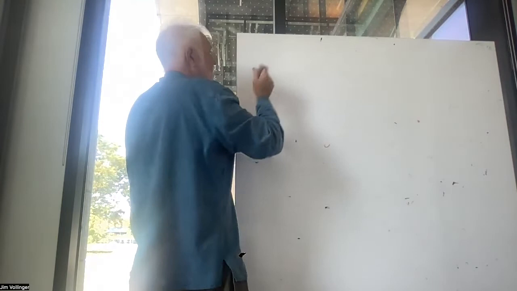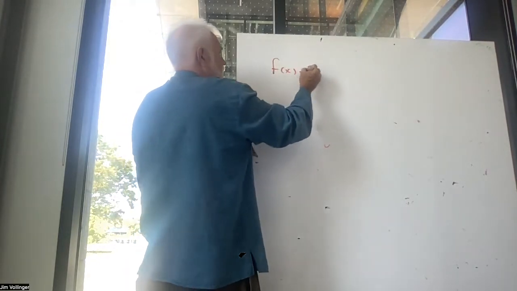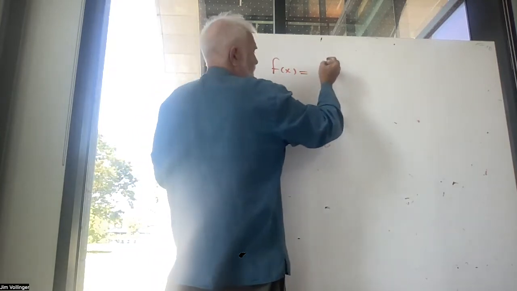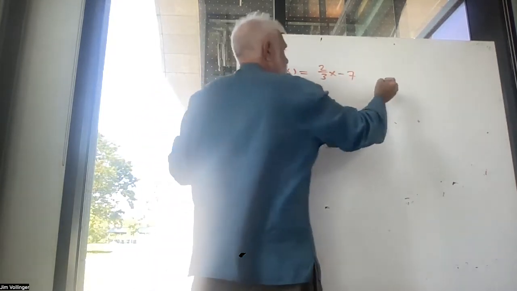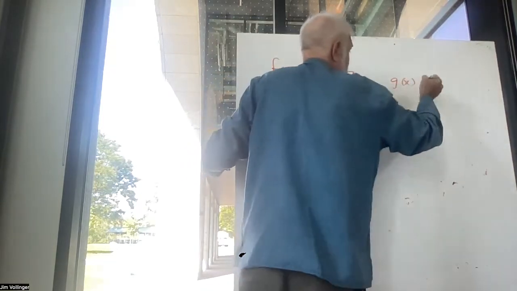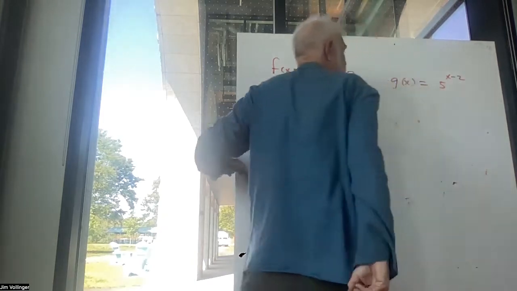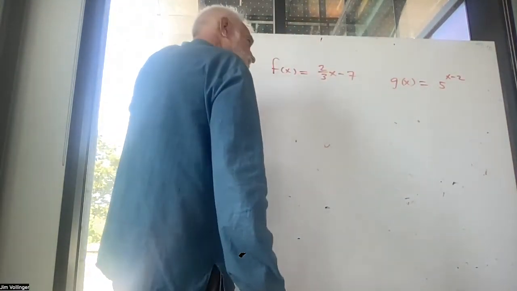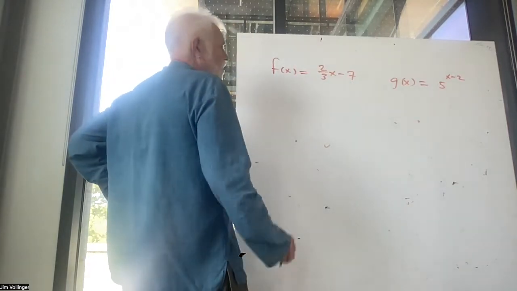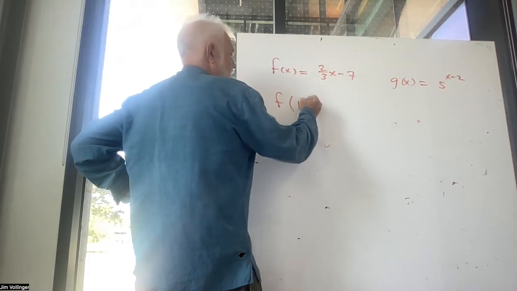Okay, let's look at f of x equals 2/3 x minus 7, a linear function. Let's let g of x equal, let's have some fun here, 5 to the x minus 2, because you're going to have to learn the inverse of that. So we'll do the inverse of that in a minute. So how about we do f of 9? Now let's do f of 10.